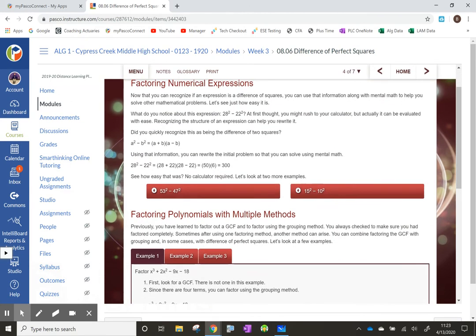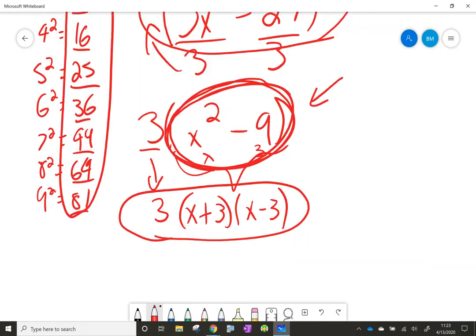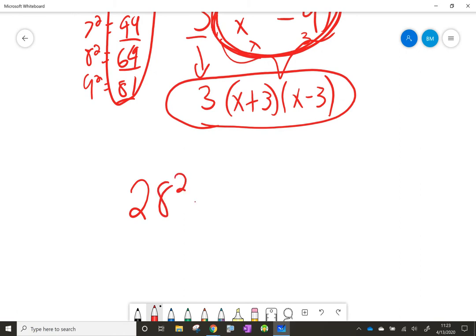Okay, factoring numerical expressions. It's kind of weird, in my opinion, because we have these numbers, but the rule still applies the same way. Okay, so let's look at, they've got this 28 squared minus 22 squared thing. Let me kind of write that down. 28 squared minus 22 squared. Now, in this case, it's actually a little easier. The whole purpose of this is to try and do it without a calculator, because obviously anybody could just type this in a calculator and get the answer.